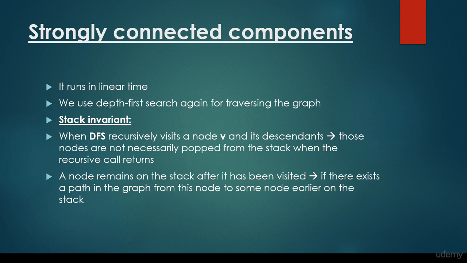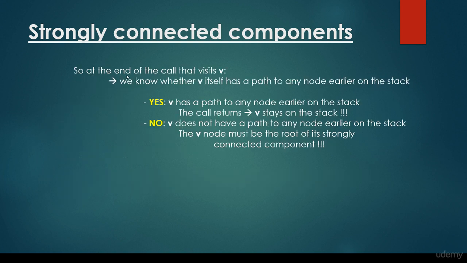So this is the stack invariant, that sometimes nodes are not going to be popped from the stack when the recursive call returns. So at the end of the call that visits V, we know whether V itself has a path to any node earlier on the stack. If yes, which means that V has a path to any node earlier on the stack, the call returns and V stays on the stack. If no, so V doesn't have a path to any node earlier on the stack, then the V node must be the root of its strongly connected component. And basically every other item on the stack is part of that given strongly connected component.